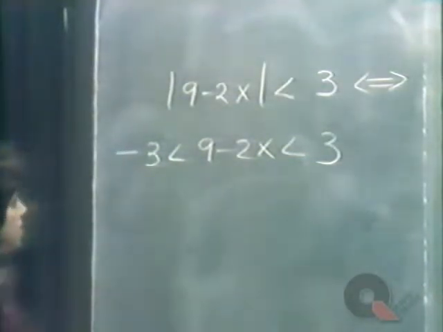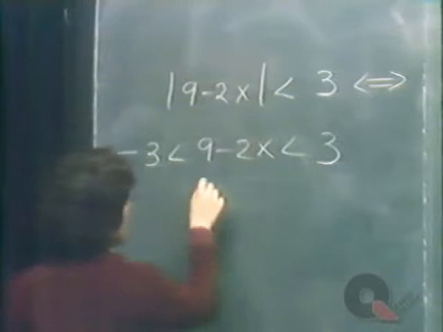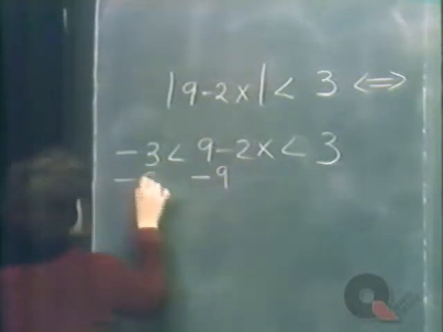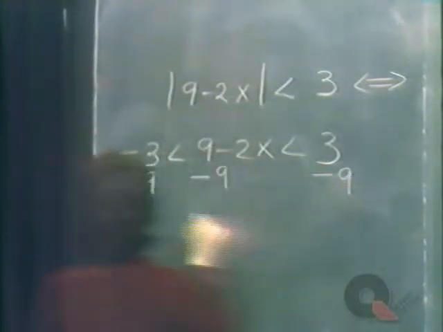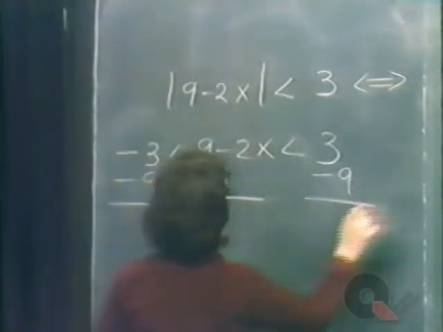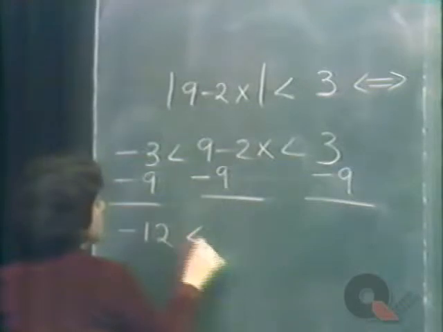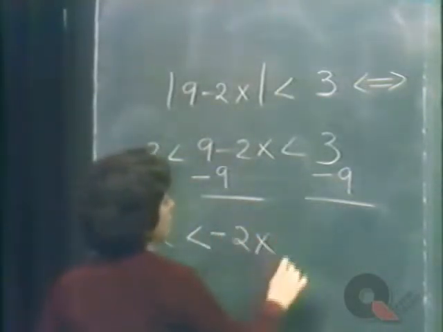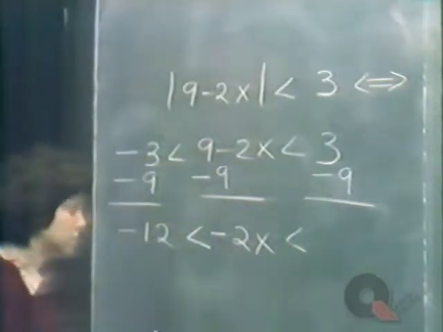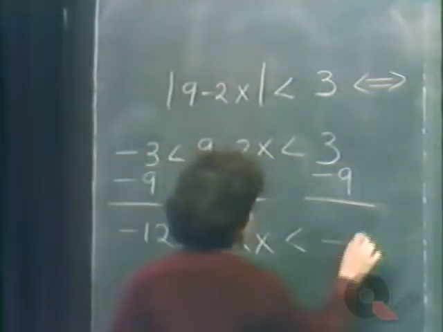Okay, we'd like to isolate the x in the middle of the inequality. First, we will subtract 9 from all parts. Minus 3 minus 9, that's minus 12, less than minus 2x, less than 3 minus 9, that's minus 6.